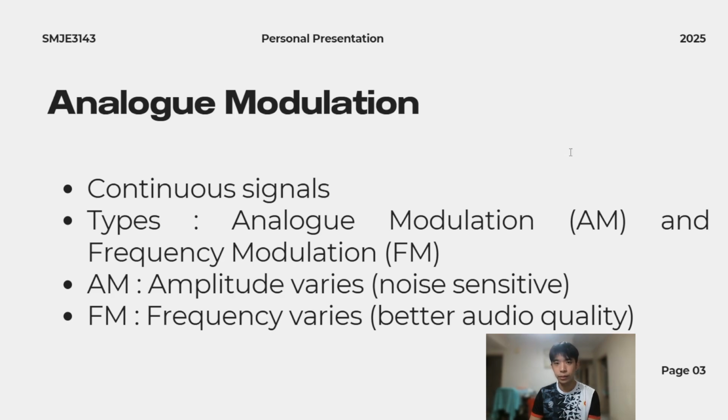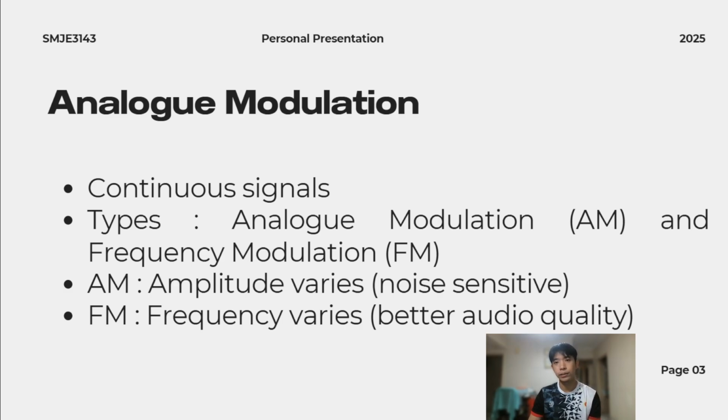Analog modulation. In analog modulation, I will be focusing on two types, which is amplitude modulation (AM) as well as frequency modulation (FM). Analog modulation is used when the information signal is continuous, such as human speech or music.